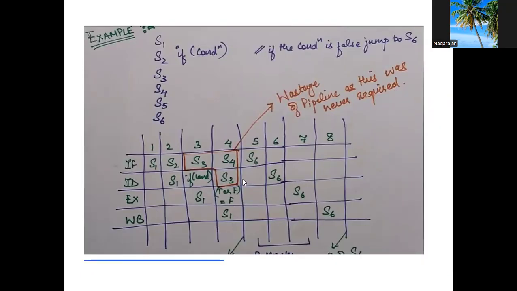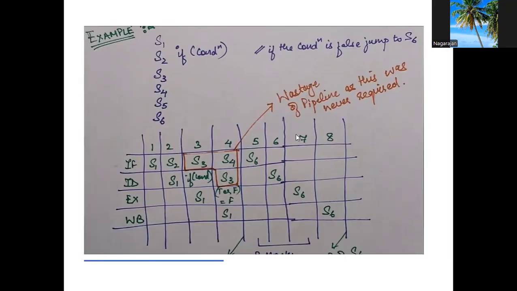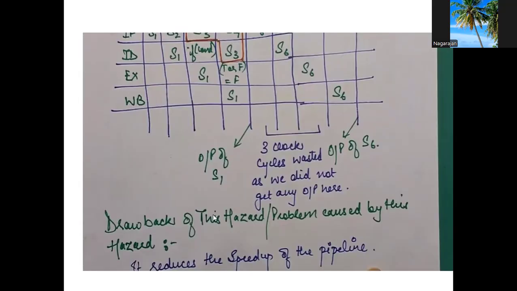And you have to remember, if the condition is false, see, in clock cycle 4 we execute S1 and check the condition. If the test condition is false, we skip and jump to S6 here. So automatically what is marked in red, we are wasting a total of 3 clock cycles. Moreover, it is a wastage of the pipeline as this was never needed. And the final drawback of control hazard is that it reduces the speed of the pipeline.